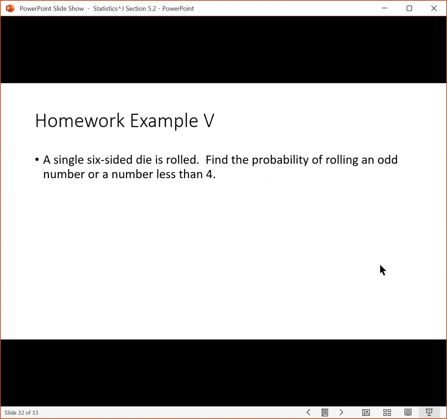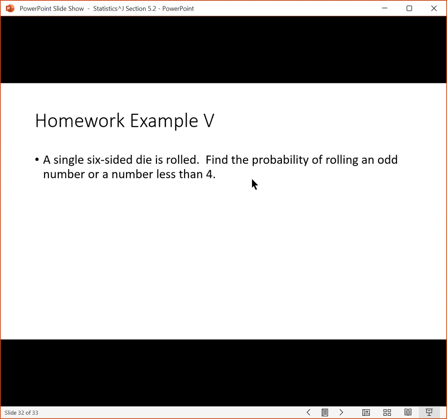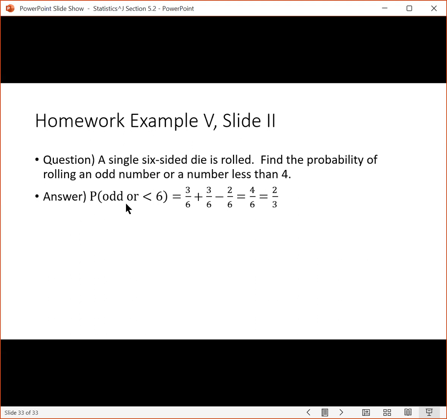Is that it? Nope, there's one more example. A single 6-sided die is rolled. Find the probability of rolling an odd or a number less than 4. Can you roll an odd number that is less than 4? Yes, so these are not mutually exclusive. We're going to have to use rule 4 as originally defined. Let's take a look at that. Find the probability of rolling an odd or less than 4. I don't know why I wrote less than 6. It should be less than 4. That's just a typo.